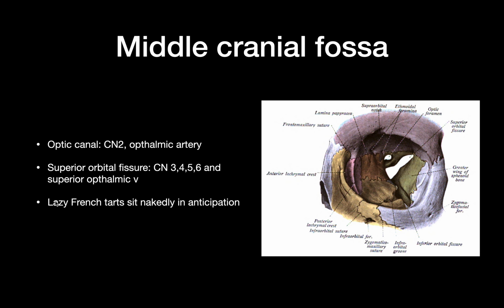So L would be the lacrimal nerve. F is the frontal nerve. T is the trochlear. S is the superior branch of cranial nerve 3. N is the nasociliary nerve, and I is the inferior cranial nerve 3 branch, and A is cranial nerve number 6, the abducens.